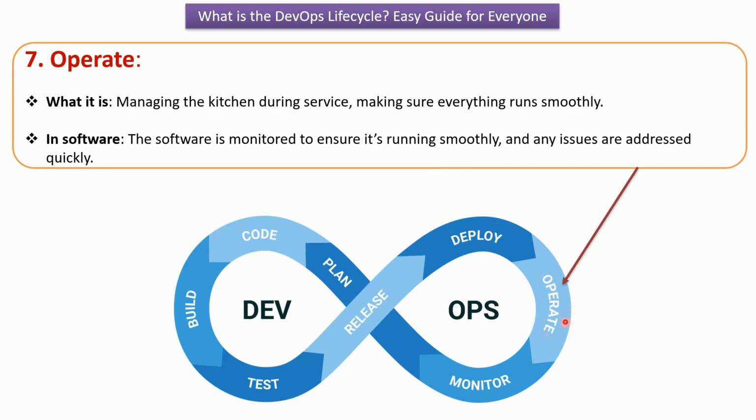The seventh step is operate. It is like managing the kitchen during the service, making sure everything runs smoothly. In software, the software is monitored to ensure it is running smoothly and any issues are addressed quickly.